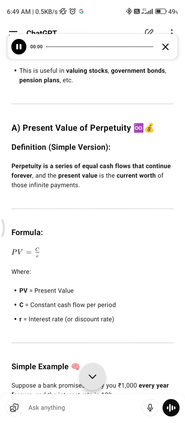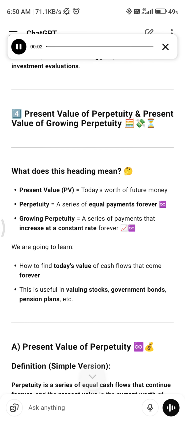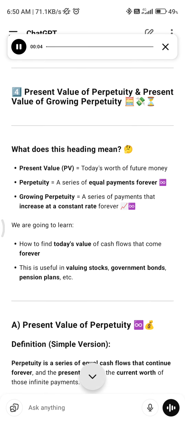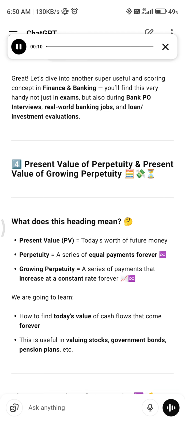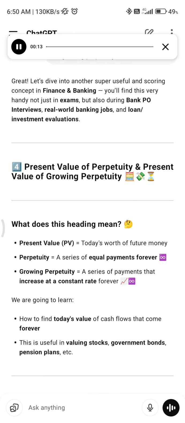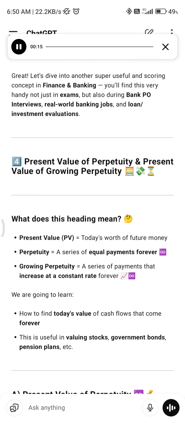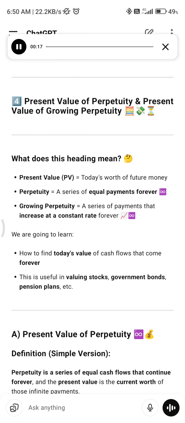Great! Let's dive into another super useful and scoring concept in finance and banking. You'll find this very handy, not just in exams, but also during bank PO interviews, real-world banking jobs, and loan investment evaluations. #4, present value of perpetuity and present value of growing perpetuity.